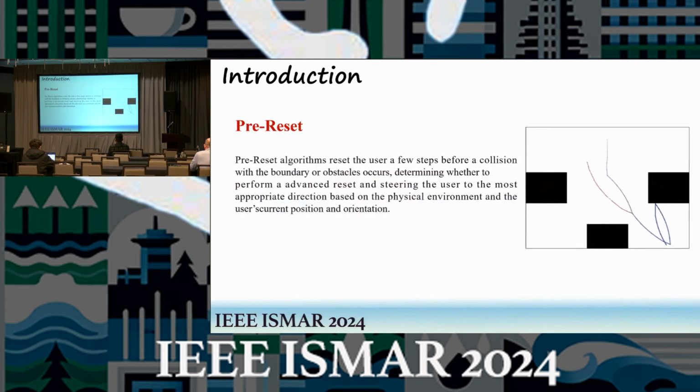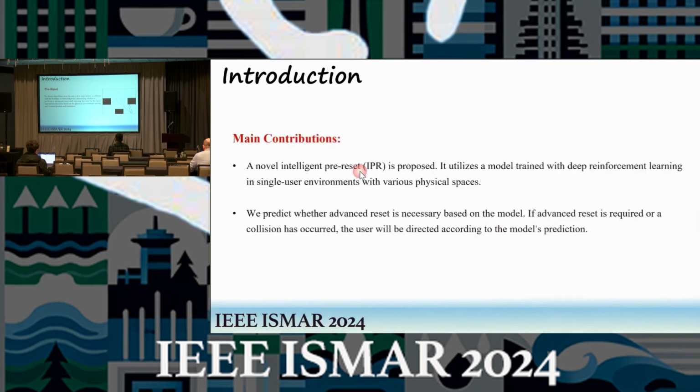Pre-reset objects reset the user a few steps before a collision with a boundary or obstacles occurs, determining whether to perform an advanced reset and steering the user in the most appropriate direction based on the physical environment. The path represents the user's movement, with color intensity fading over time. The blue line represents working routes with immediate reset, while the red line indicates working routes after using pre-reset.